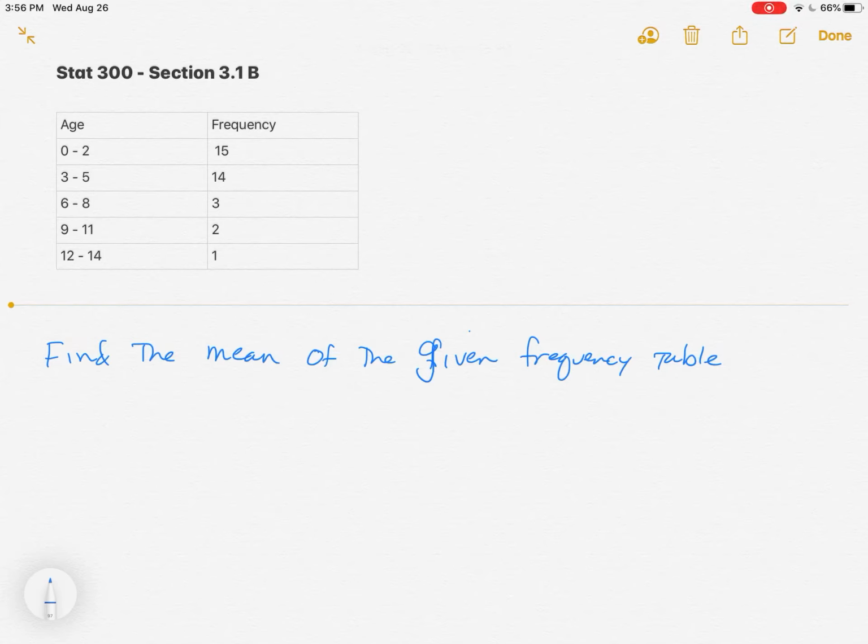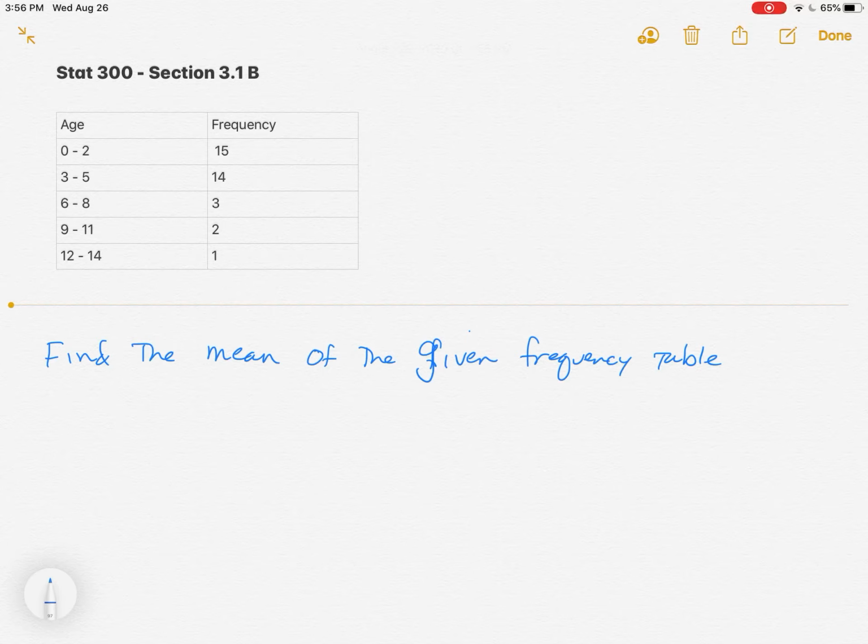Alright, welcome to the second video for section 3.1. I wanted to have a separate video in which I showed you how to find the mean of a frequency table. And so I typed out a frequency table up top that we can work with, and the whole goal was to find the mean.